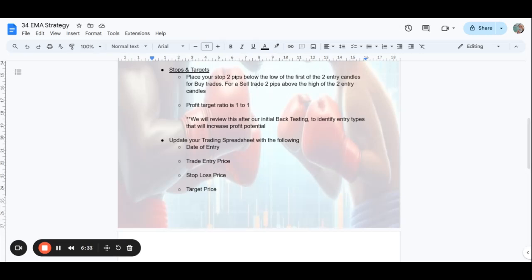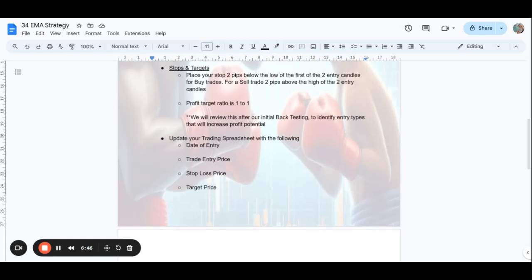Really important here, the next point is update your trading spreadsheet with the following: date of the entry, the trade entry price, the stop loss price, and the target price.